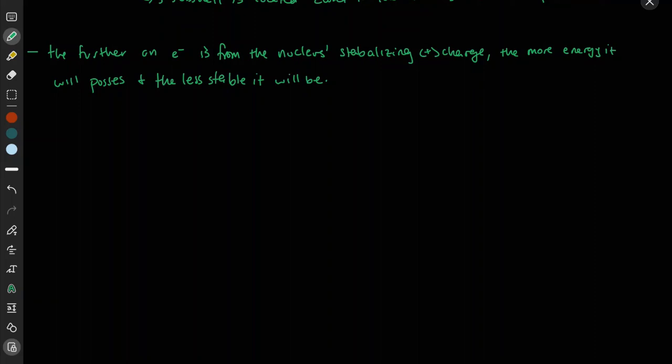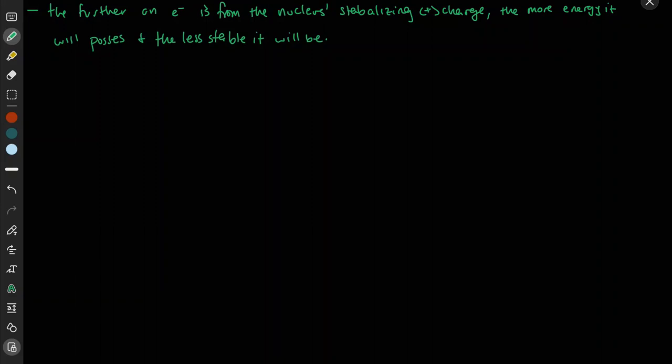Now the corollary, or the opposite to that, is that the closer an electron is to the nucleus's stabilizing positive charge, the less energy it will possess and the more stable it will be, which is what we mentioned with respect to the first shell being the most stable and having the least energy compared to the second and third and any other shell, right? And again, the S subshell is going to have less energy and be more stable than the P subshell because of the proximity to the nucleus. So this idea that the further an electron is from the nucleus, the more energy it'll have and the less stable it'll be, gives rise to what is called the valence shell.